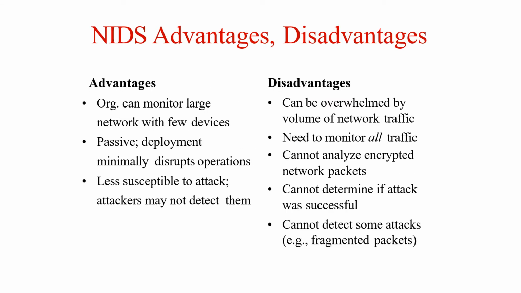What are the NIDS advantages and disadvantages? Advantage part and disadvantage part in two columns. First one, an organization can monitor a large network with a few devices. Second advantage, passive deployment minimally disrupts operations and is less susceptible to attack. An attacker may not detect them.